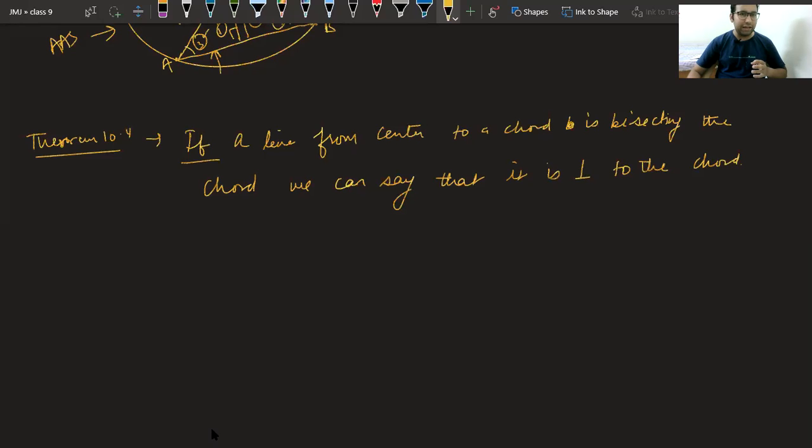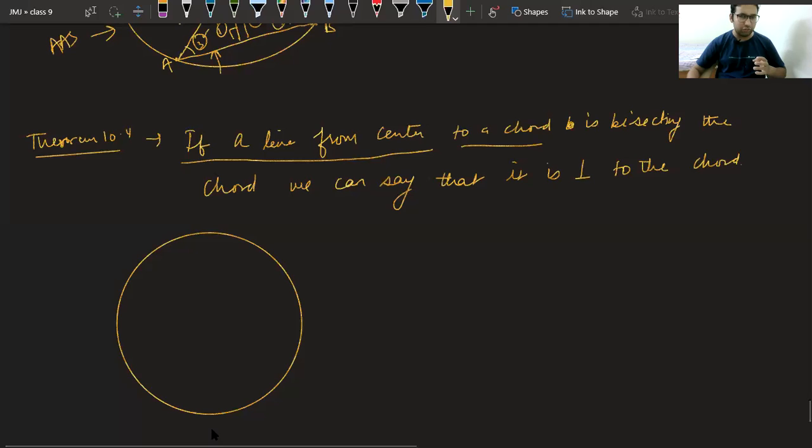It is saying if a line from center to a chord, see, if you have a circle like this, class, try to understand how it is a converse. If this is O and this is a chord AB, I'm just saying one thing. If a line from center to a chord is bisecting the chord, that means if this line is such that AD equal to DB, what we can say, class, if we draw a line on a chord from the center and that line is dividing that chord in two equal parts, we can confidently say that this line is perpendicular.